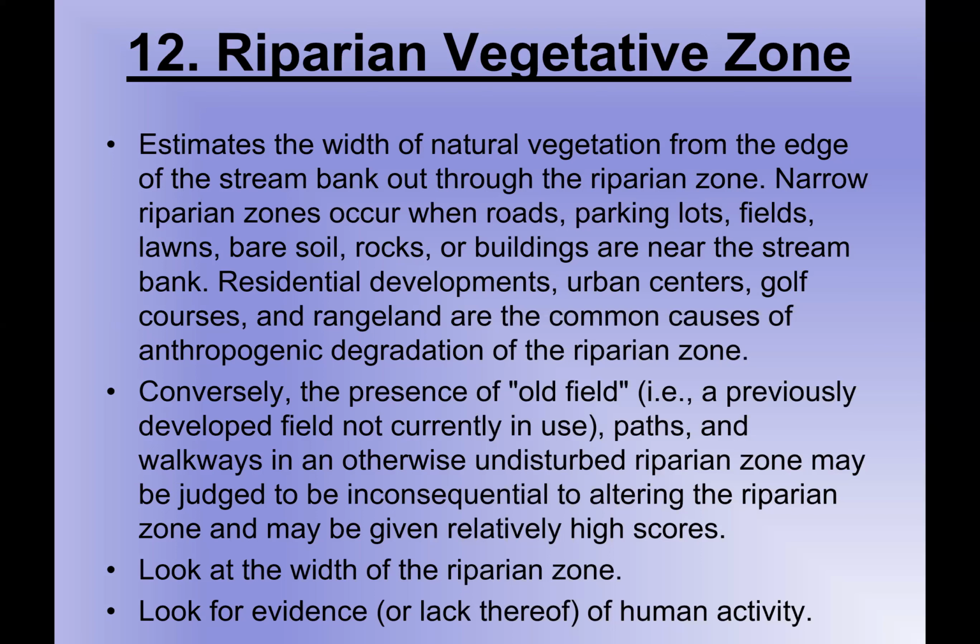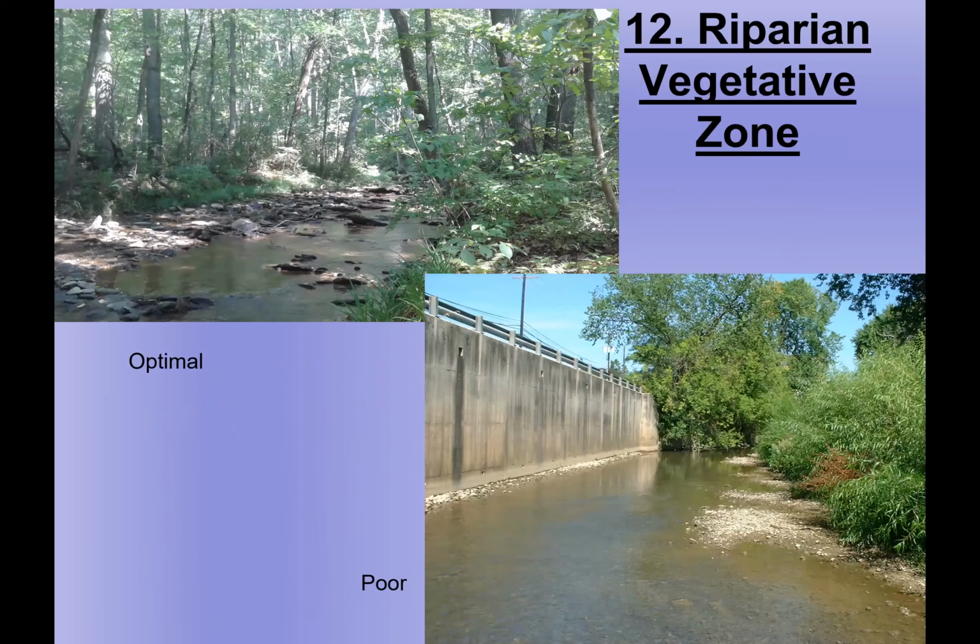Finally, we come to the riparian vegetated zone. We want that to be as wide as possible. You have to estimate that. Narrow riparian buffers occur when roads, parking lots, and fields encroach. Residential development, urban centers, you name it. Conversely, the presence of old field, previously developed field, not currently used paths and walkways can sometimes disturb those zones. So take that into account. If there's a trail going through there or some kind of thing, we need to factor that in. Look for wider riparian zones and look for the lack of human activity is really what it comes down to.